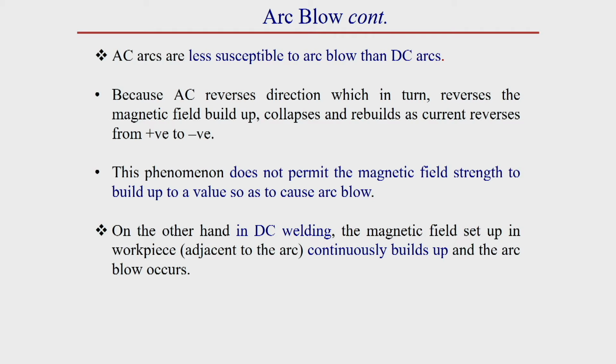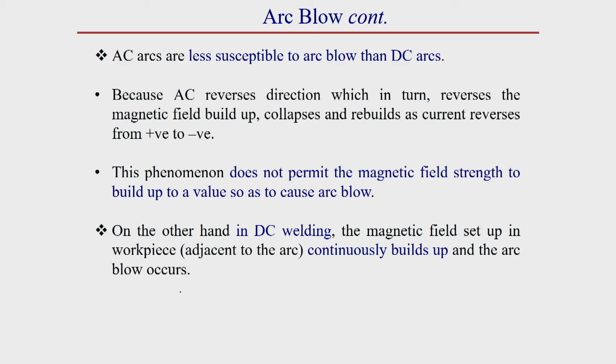Whereas on the other hand, in DC welding, the magnetic field set up in the workpiece continuously builds up and arc blow occurs. In DC current there is no such reversing, so the magnetic field continuously builds up. Due to this continuous magnetic field build up, there is a huge chance of arc blow.